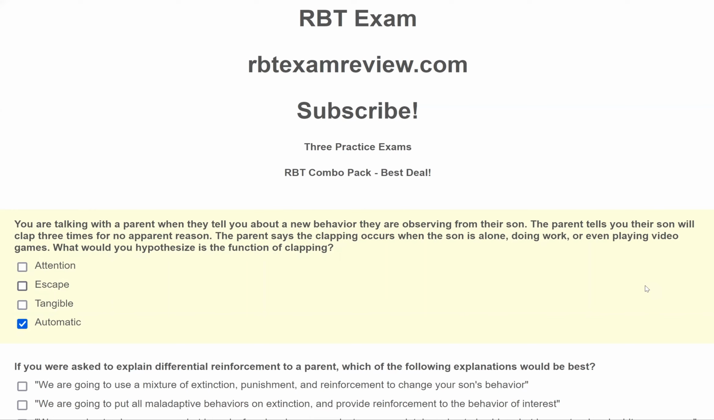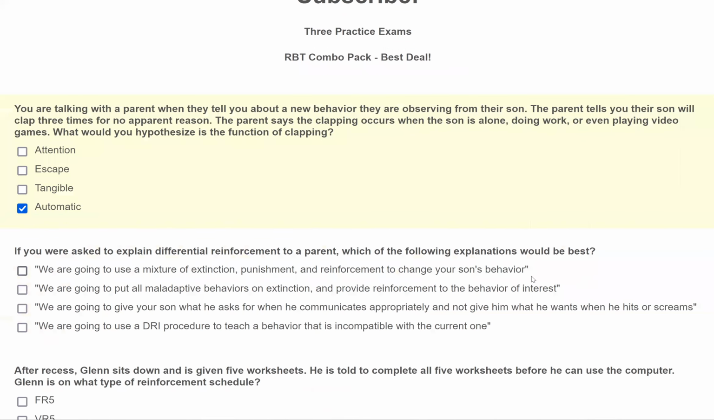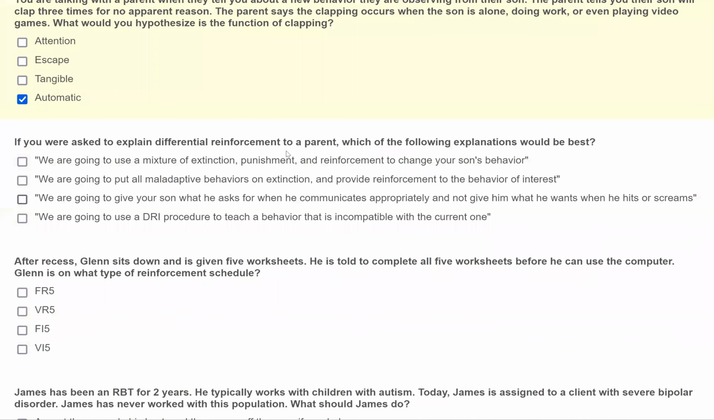And when we have all these different possibilities for a function, our first instinct should be automatic, because automatic is internal, right? It's single, it's alone. The person is doing it because it's receiving some sort of internal feedback that's making it good. So whenever you see multiple scenarios like this in a function question, alone, doing work, or playing video games, always think automatic sensory first.